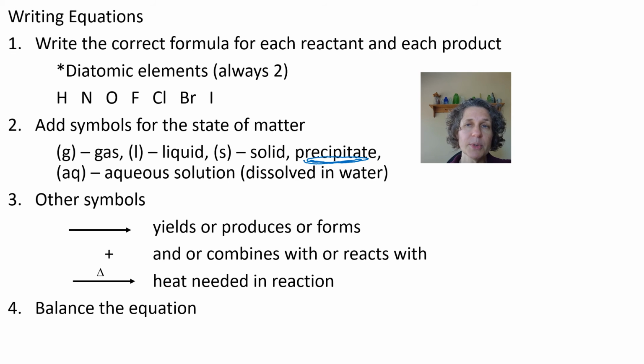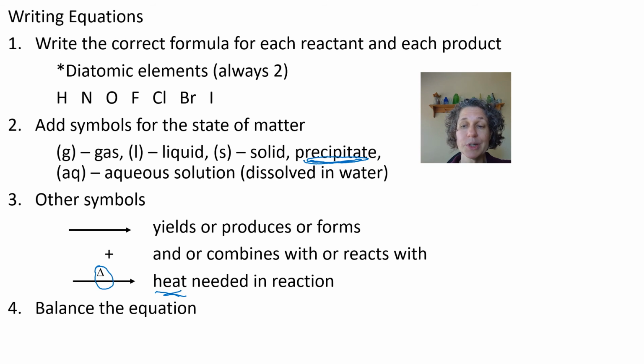And then some other symbols: if you're describing it, it'll say yields or produces or forms. That's where you put your arrow. And combines with or reacts with is a plus sign. You're putting those 2 things together. Sometimes it will say that heat is needed. Heat is typically represented by a little triangle. In my mind I always imagine that's supposed to represent a little flame. I don't even know, honestly. And then you balance the equation.